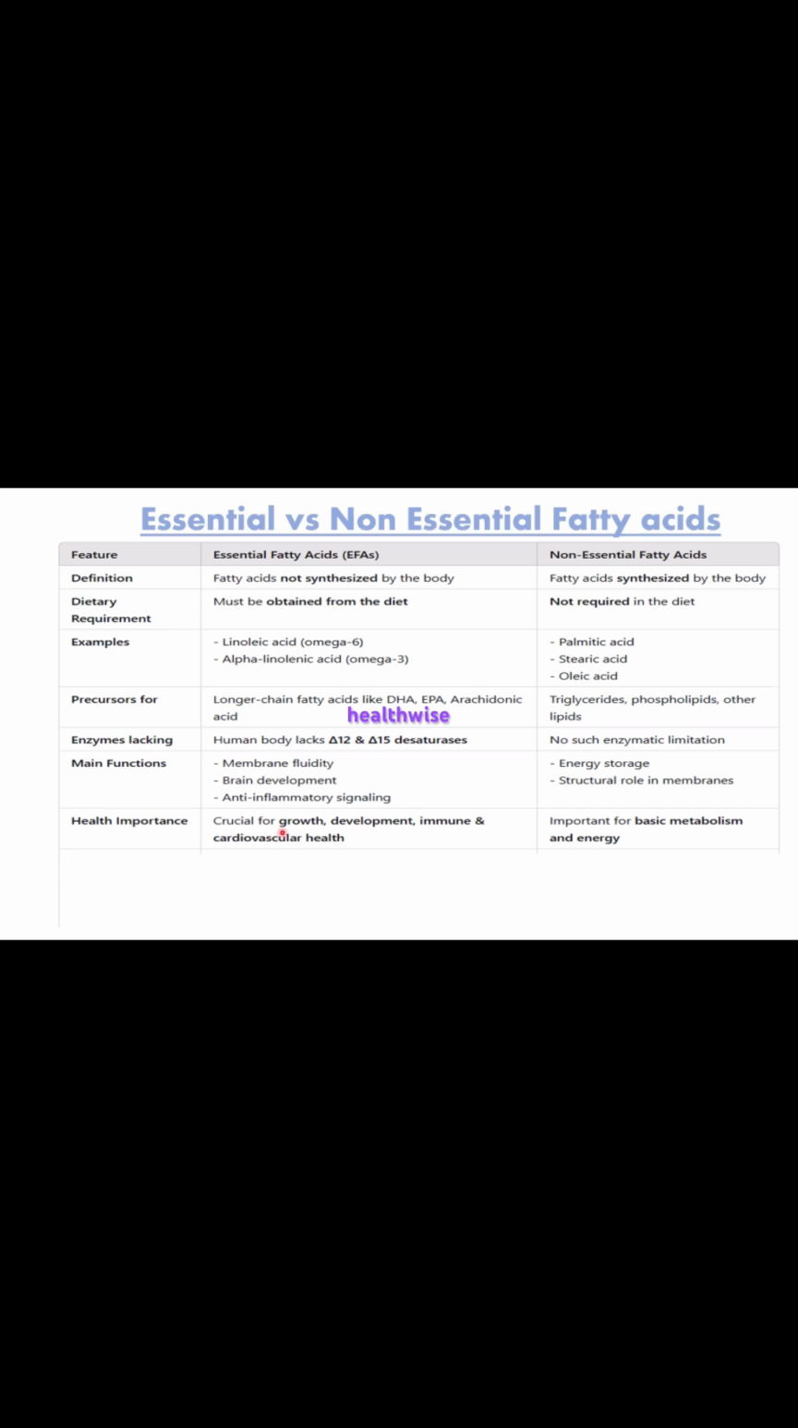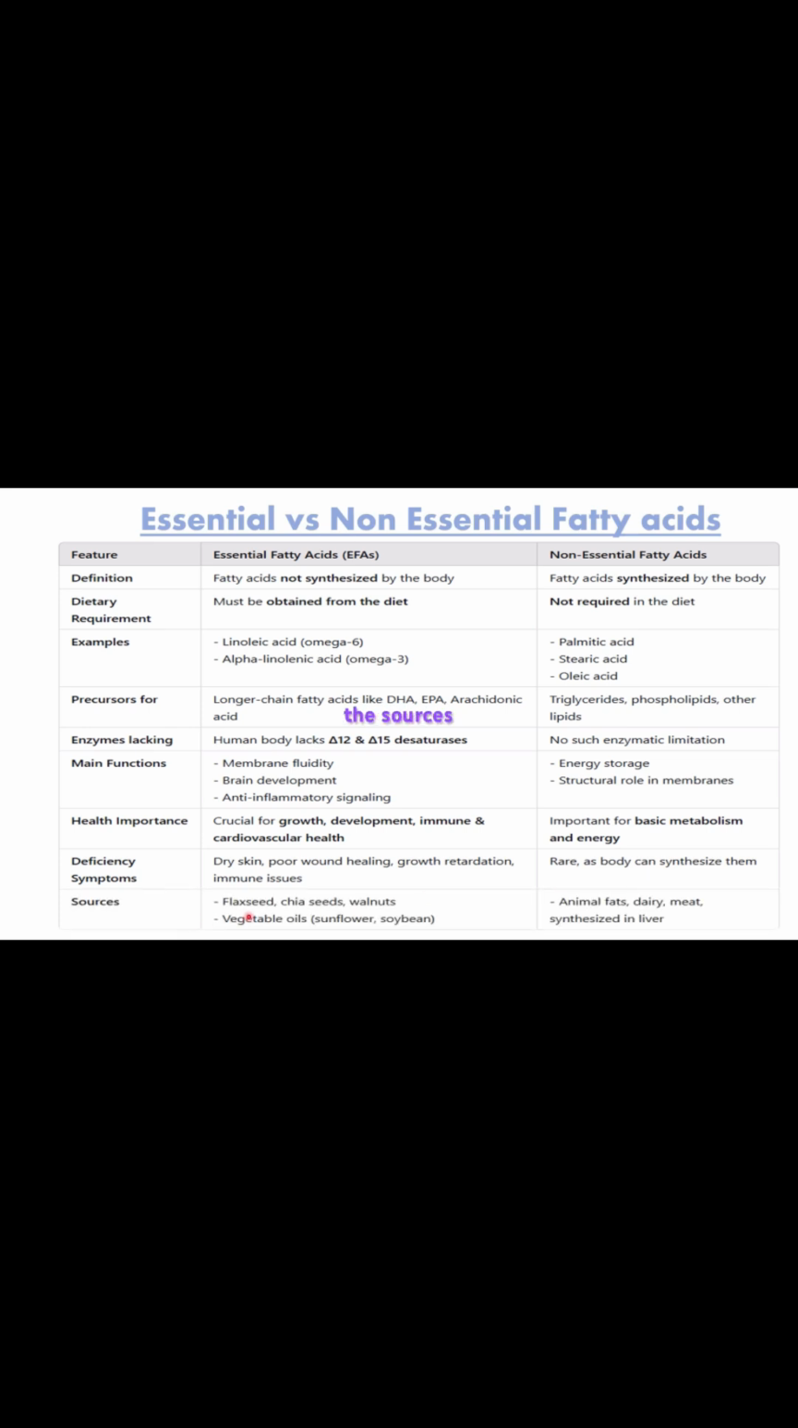Importance health-wise, essential fatty acids are required for growth, development, immune system, and cardiovascular health, while the non-essential fatty acids are required for basic metabolism and energy. Coming to the deficiency symptoms, deficiency of essential fatty acids produces symptoms like dry skin, poor wound healing, growth retardation, and other immune issues, while deficiency of non-essential fatty acids is rare as the body can synthesize them.